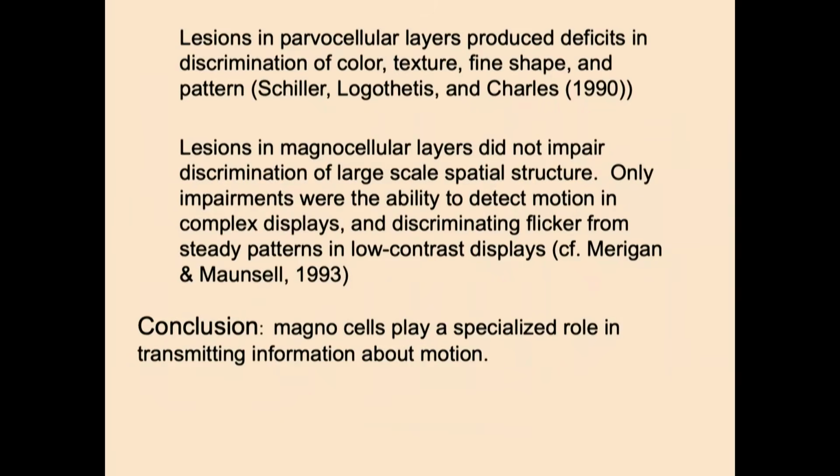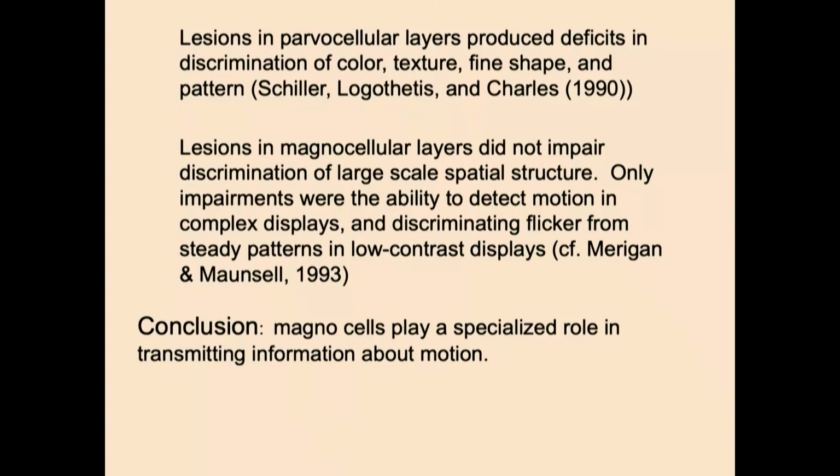Okay, so that's a summary of what we saw there. Lesions in the parvocellular layers produce deficits in the discrimination of color, texture, fine shape, and pattern. Lesions in the magnocellular layers primarily resulted in difficulties in detecting motion, as well as discriminating flicker. That's from another related study. And so the conclusion here is that the magnocellular cells play a specialized role in transmitting information about motion. Okay? And I think that has held up pretty well over the years.